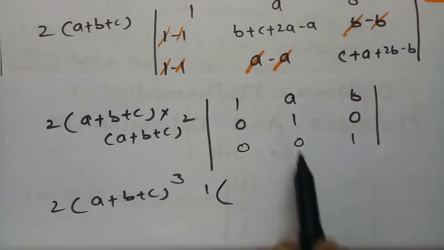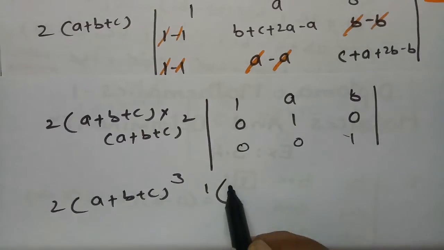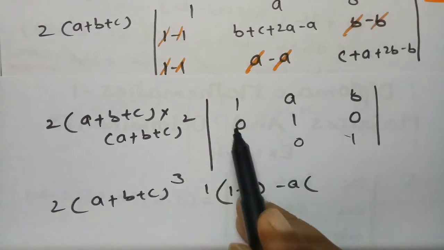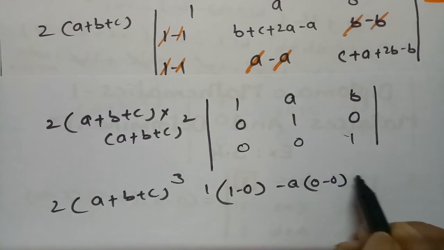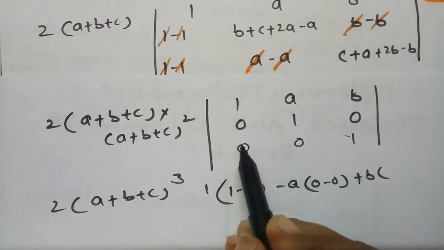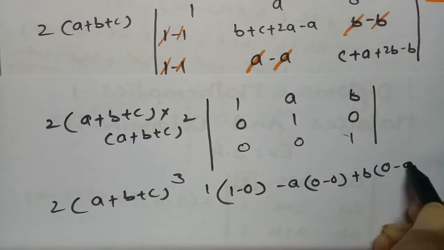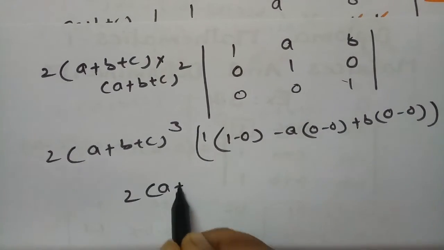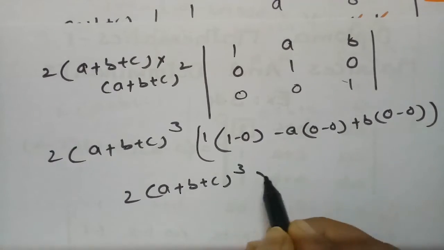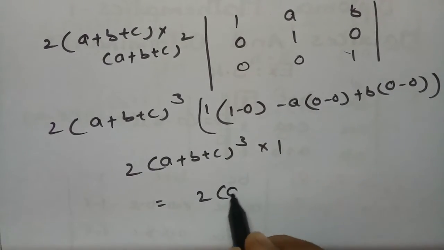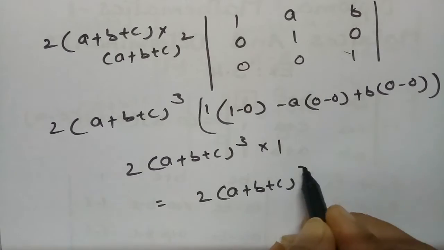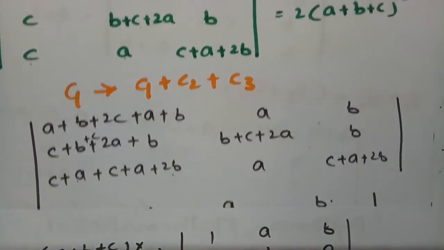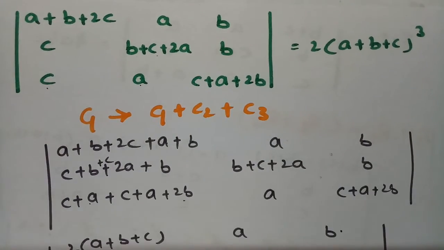And if I take the determinant here, 1 times of 1 minus 0. And this is minus A times of, if I close this row and column, this will be 0 minus 0. And this is plus B times of, this is again 0 minus 0, and what remains here? So single 1 is there, that is 2 times of A plus B plus C whole cube into 1, which is equal to 2 times of A plus B plus C whole cube. And this is the most important determinant value, and it's so simple here.